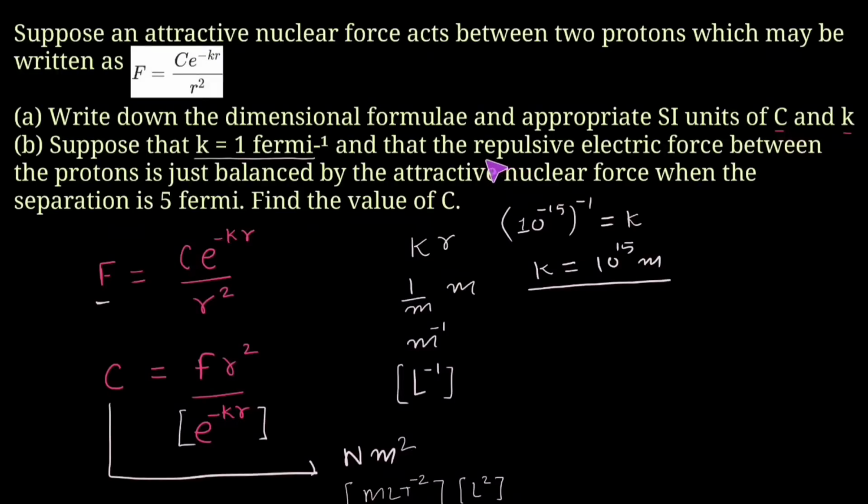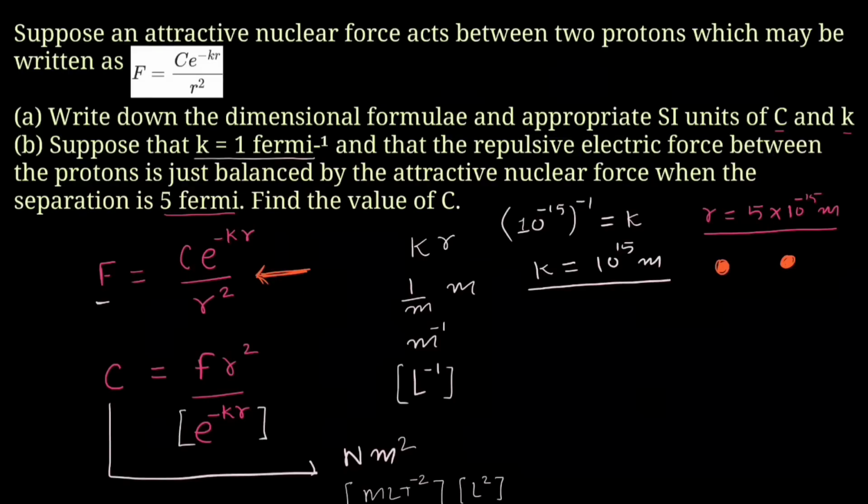One condition is also given, that the repulsive electric force between the protons. The electric force here would be repulsive in nature because this electric force is acting between the two same charges. And this electric force is balanced by the attractive nuclear force. So here this electric force is repulsive in nature and the nuclear force is attractive in nature. The separation is 5 Fermi. So here the separation, that is r, is given to us as 5 Fermi. So this would be 5 into 10 power minus 15 meters. Under this condition, the repulsive electric force between two protons is just balanced by this nuclear force.